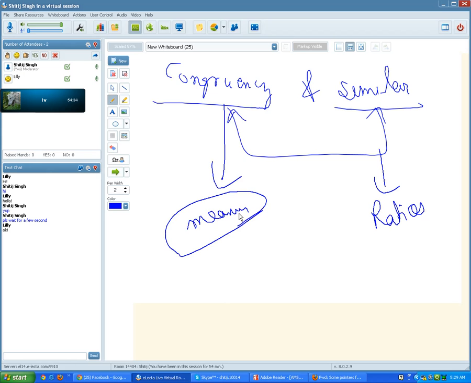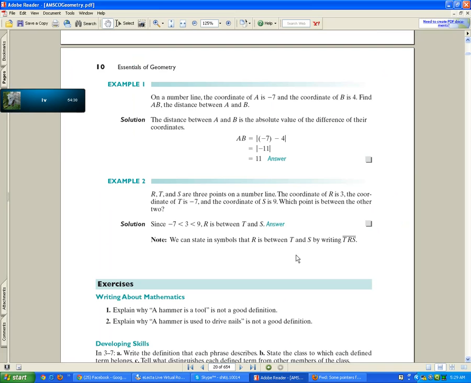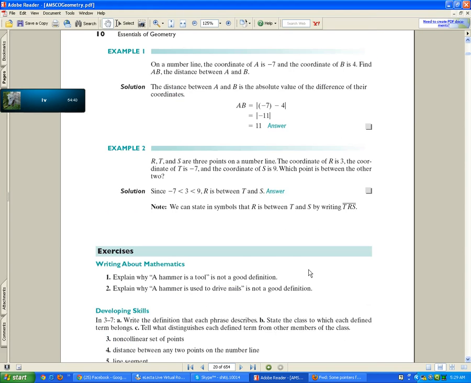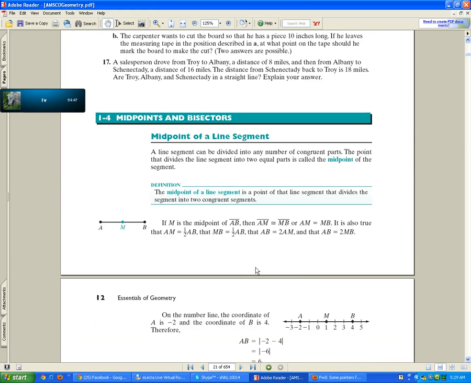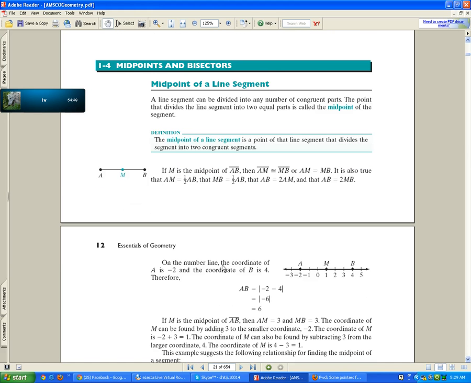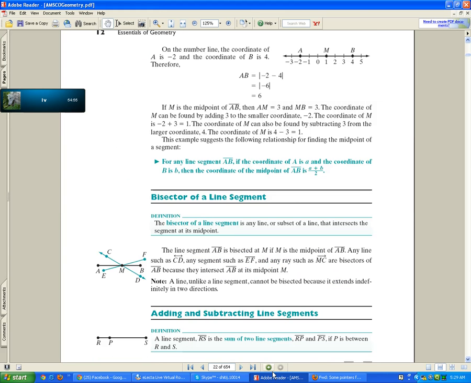Okay, so now we have to deal with congruency, so we have to focus mainly on congruency. After that we have to deal with similarity, but I told you just now what similarity is. Now the next thing is the midpoint of the line segment. As I told you, the midpoint of the line segment is the point of that line segment that divides the line segment into two congruent segments.